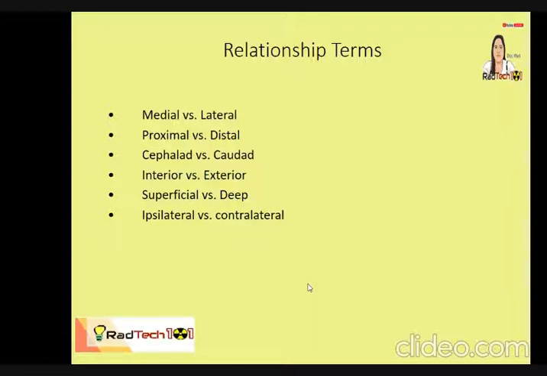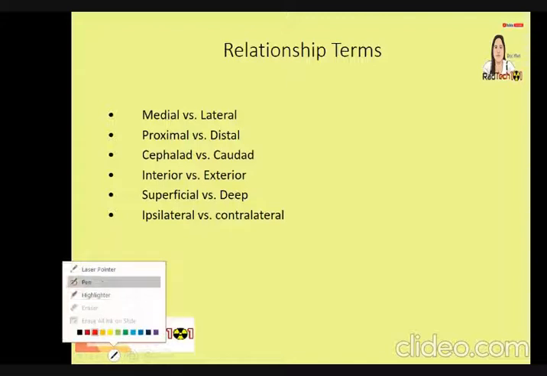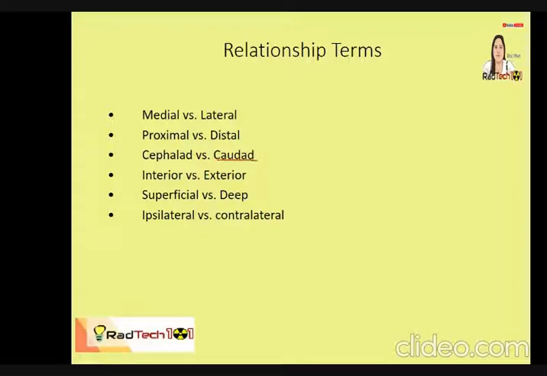Proximal versus distal. Proximal is near or close to the point of origin, and distal is away or distant from the point of origin. Then cephalad, towards the head, and caudad, towards the feet. Interior is towards the inside, and exterior is outside. Superficial is the shallow portion versus the deep portion.